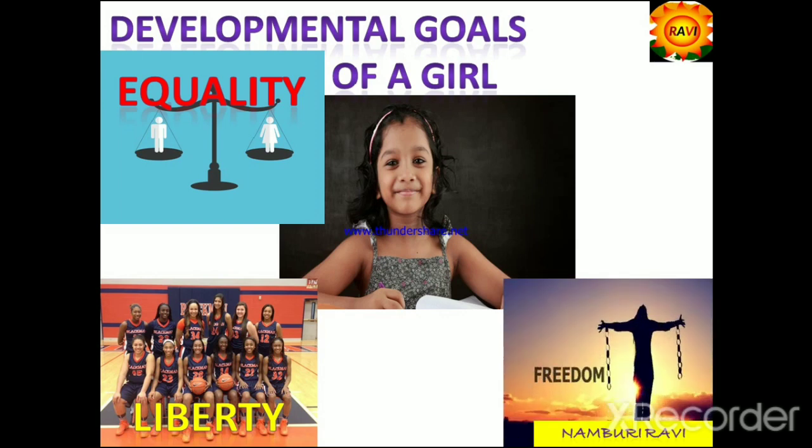And the third developmental goal of a girl is the freedom to go everywhere like boys, to behave according to her wish, and to select the educational qualifications or professions she likes according to her wish. That comes under freedom. So these three are the developmental goals of a girl.